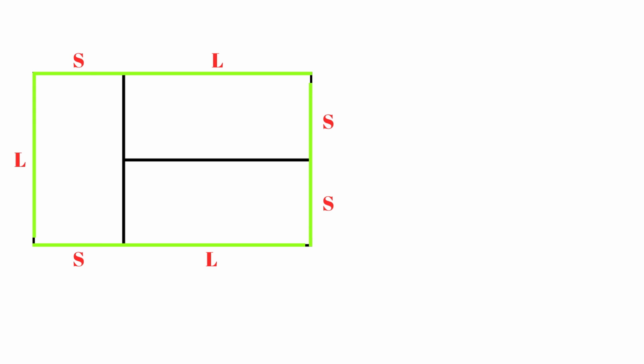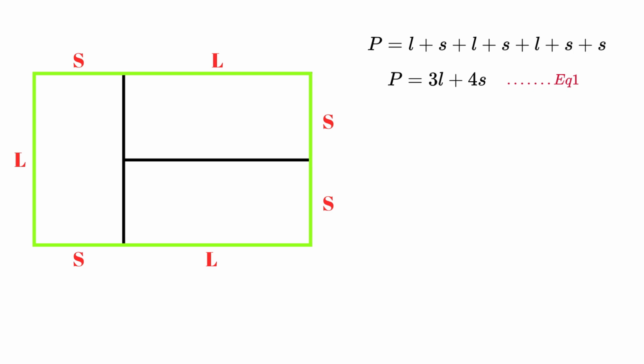So, perimeter, let's denote it by P, equals L plus S plus L plus S plus L plus S plus S. That simplifies to 3L plus 4S, and that's the perimeter of our large rectangle. Let's call this equation 1.